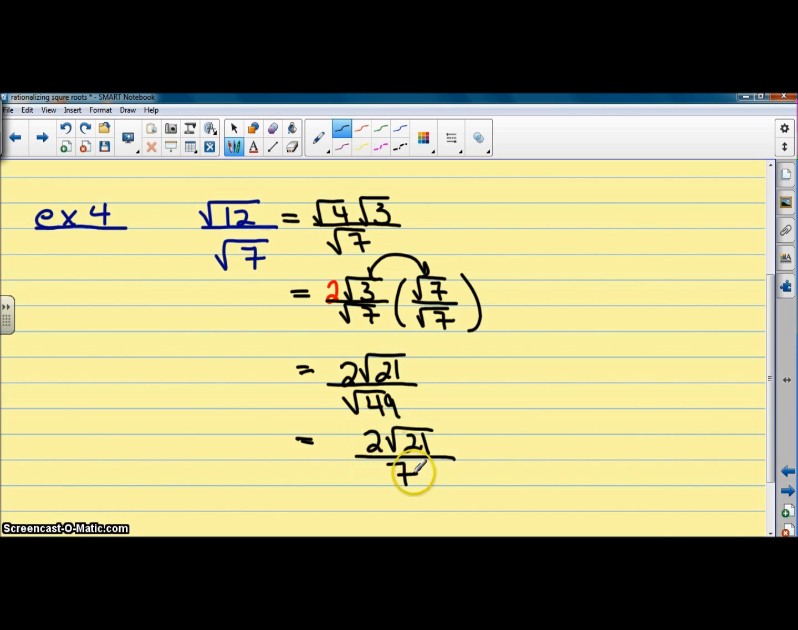I check the 2/7, it doesn't reduce. The 21, I do one final check to see if I can simplify. I want to know if 4, 9, 16, 25, will any of those divide evenly into 21? None of them will, so this is my final answer. Hopefully you got something close to that when you attempted this on your own.